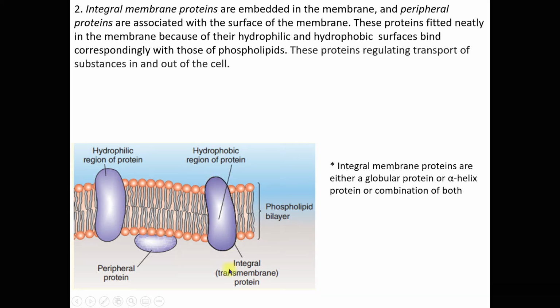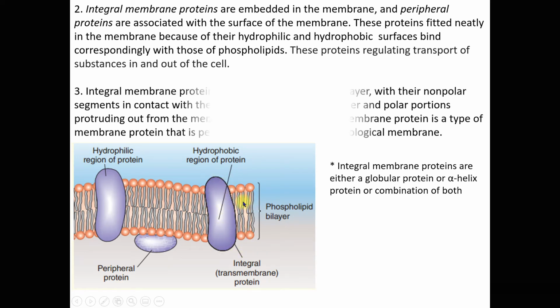This one is the integral protein. This integral protein regulates transport of substances into or out of the cell. Now, these integral membrane proteins are either globular protein or alpha helix protein, or a combination of both. Okay, globular and alpha helix.